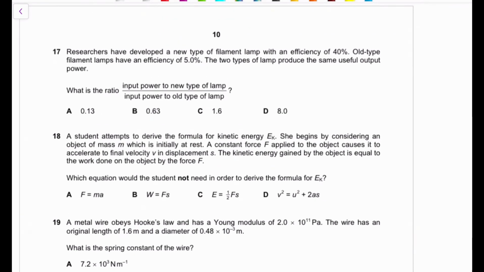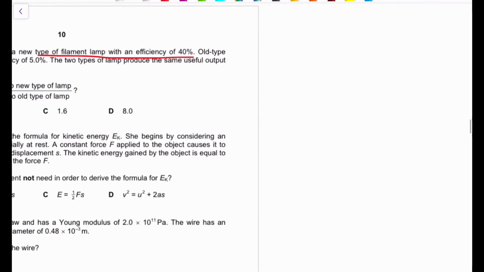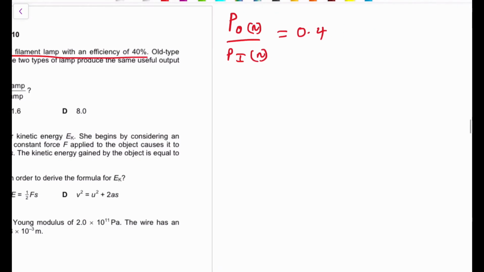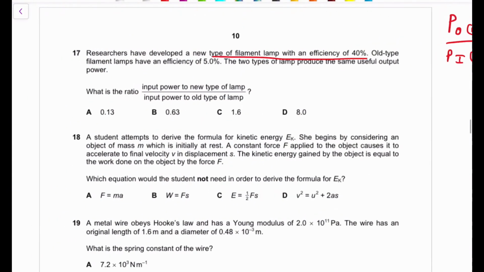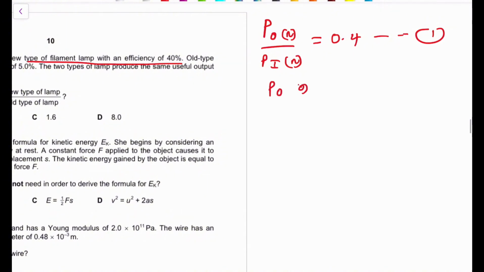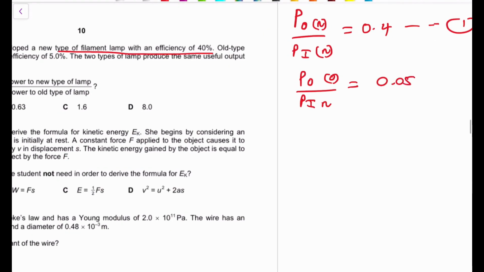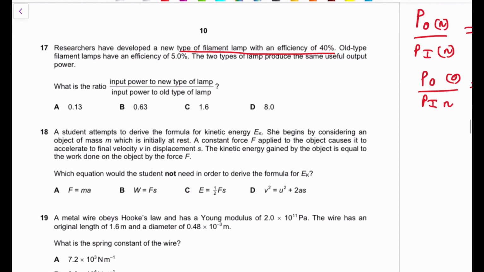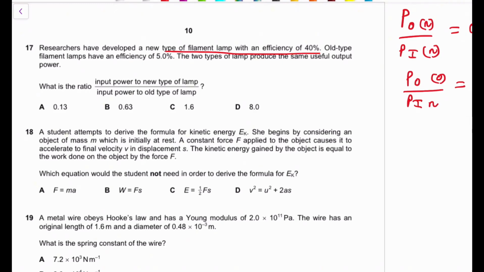Moving to question 17. Researchers have developed a new type of filament lamp with an efficiency of 40%. What does this mean? It means that power out of the new filament lamp over power in of the new filament lamp is equivalent to 0.4. That's my first equation. Old type filament lamps have an efficiency of 5.0%, so power out of old divided by power in of old is 0.05. That's equation 2. What is the ratio of the power input to one new type of lamp over the input to the old type of lamp?